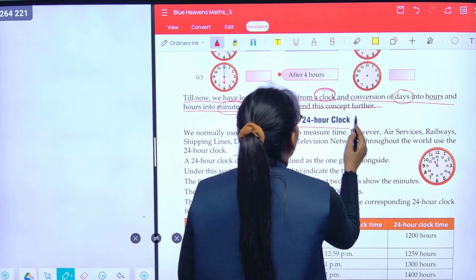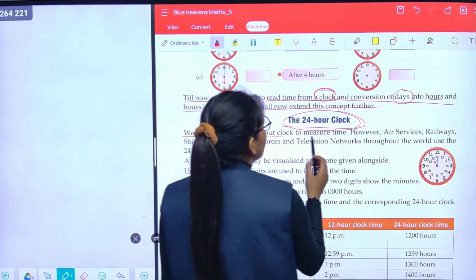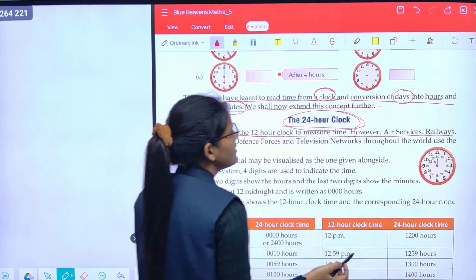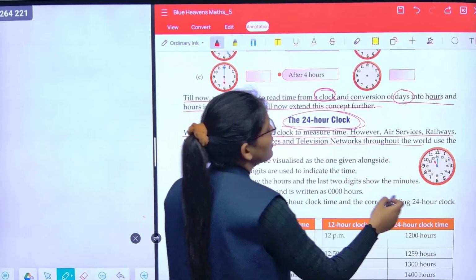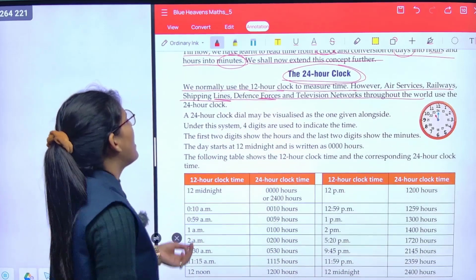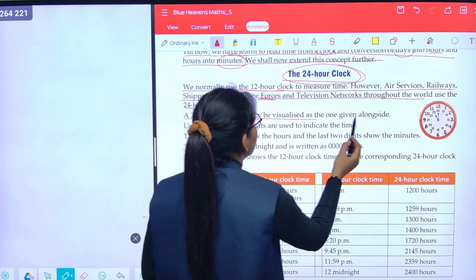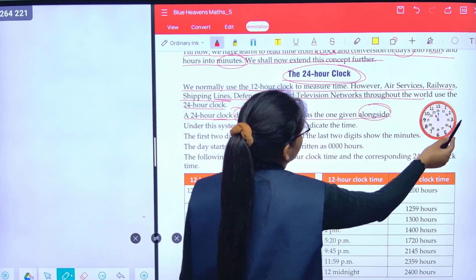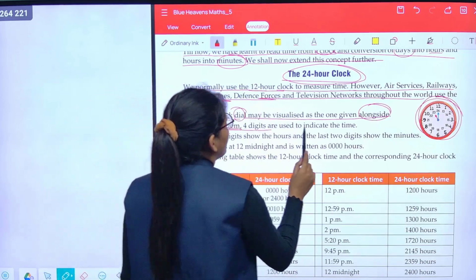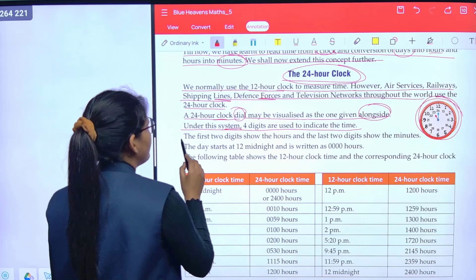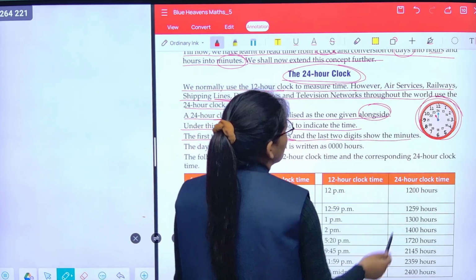The 24-hour clock. We normally use the 12-hour clock to measure time. However, air services, railway, shipping lines, defense forces and television networks throughout the world use the 24-hour clock. A 24-hour clock dial may be visualized as the one given alongside, class. Under this system, 4 digits are used to indicate the time. The first 2 digits show the hours and the last 2 digits show the minutes.